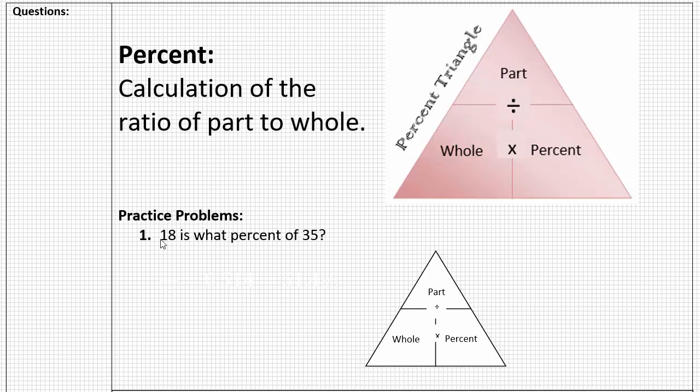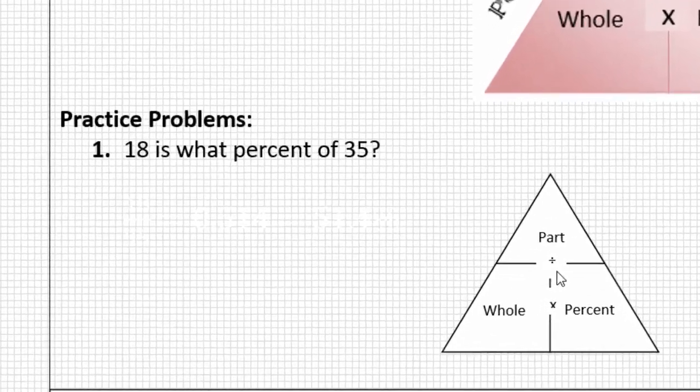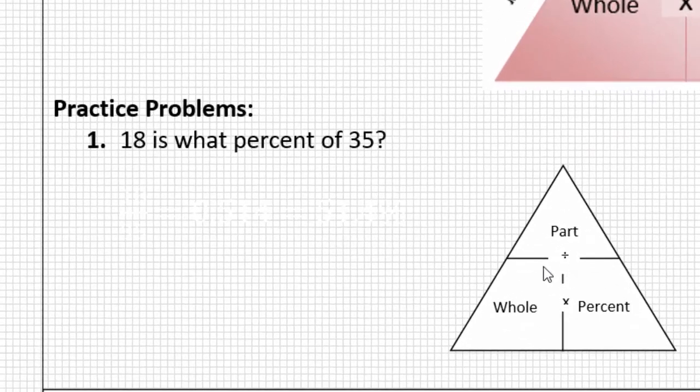So here's a common problem from the 6th grade curriculum. It says, 18 is what percent of 35? You might have your own methods of figuring this out, but let's see what it would look like to use this percent triangle. The first thing we want to do is figure out what information we know. Well, it says "is what percent," so we are trying to find the percentage. So I put a question mark there.